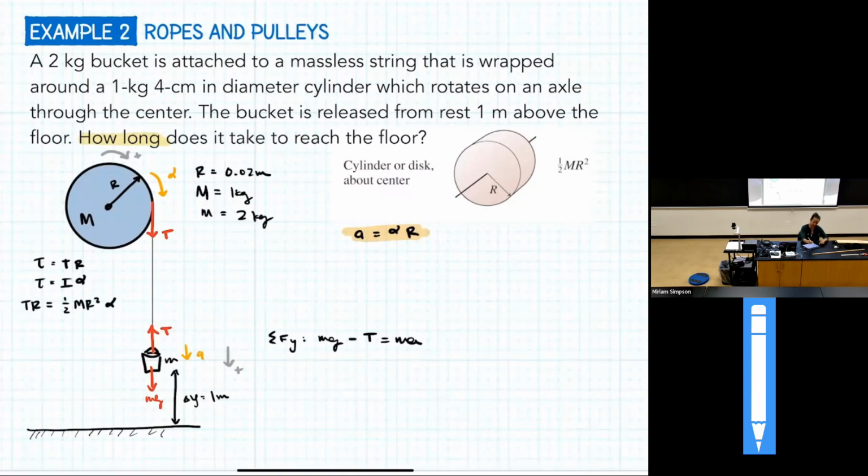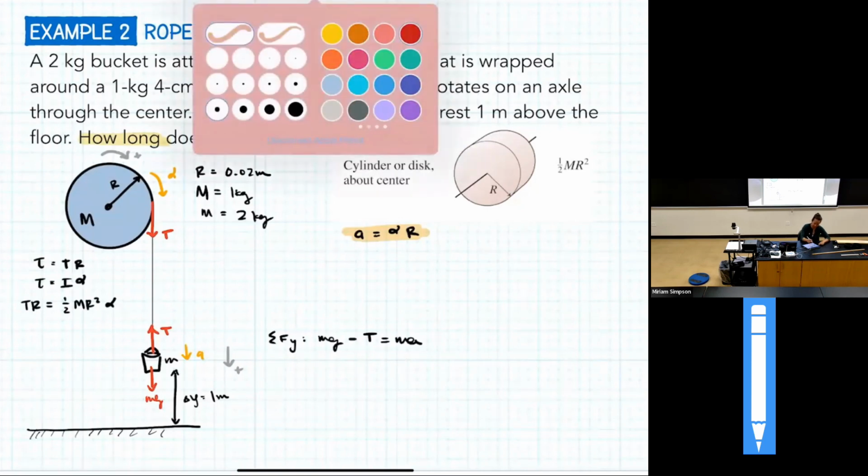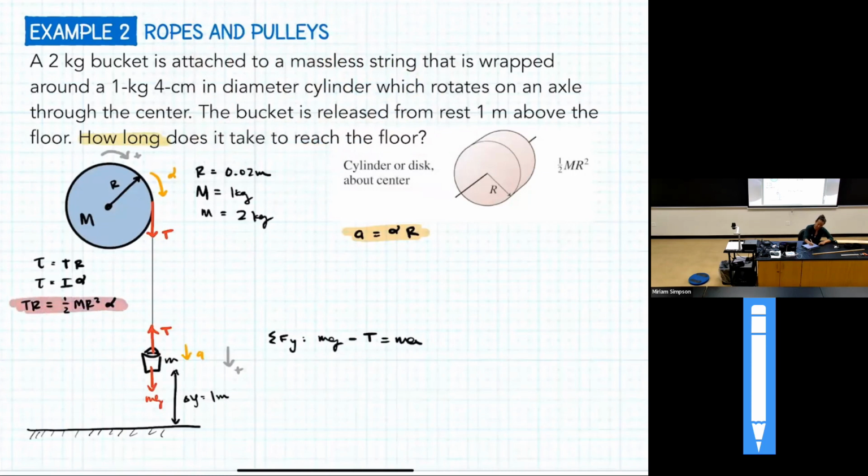Okay. And then, so here's our three equations. Here's our torque equation. Here's a force equation. And here's our angular acceleration equation. Okay. What are we going to do with these? What do we need to find? We need acceleration, right? Why do we need acceleration? To find the time, okay? Because we know the change in position, right? If we know the acceleration, we can find the time, okay?